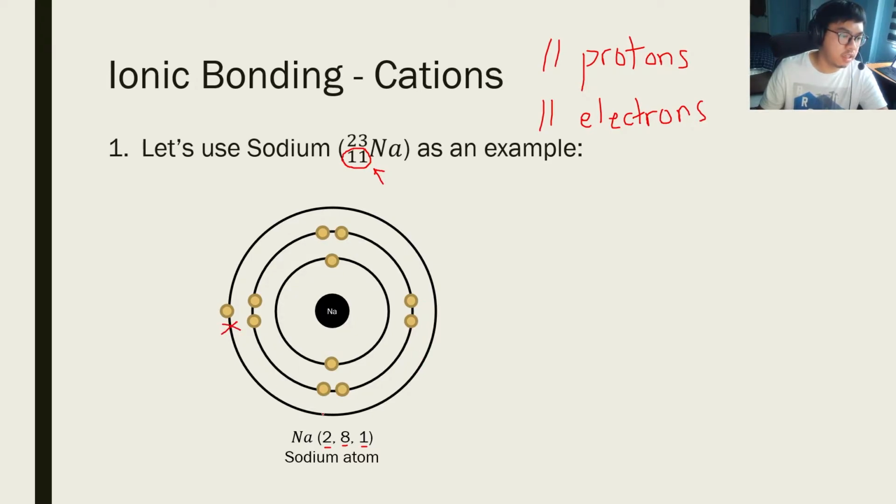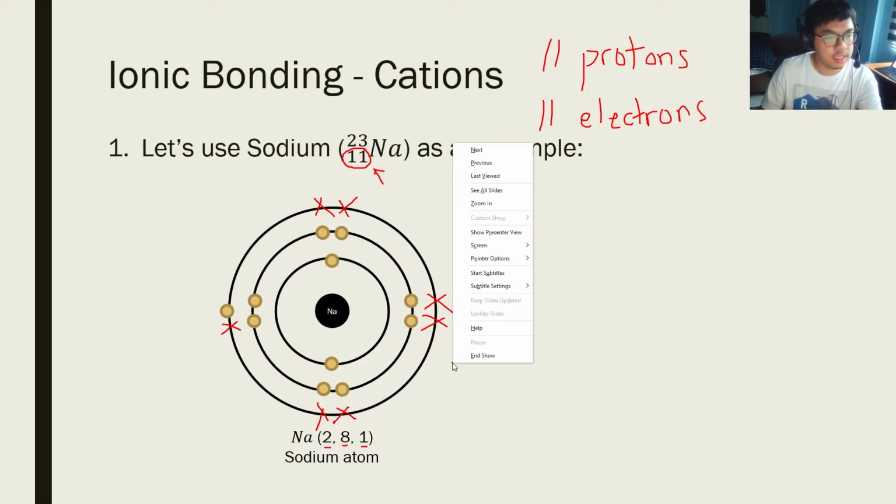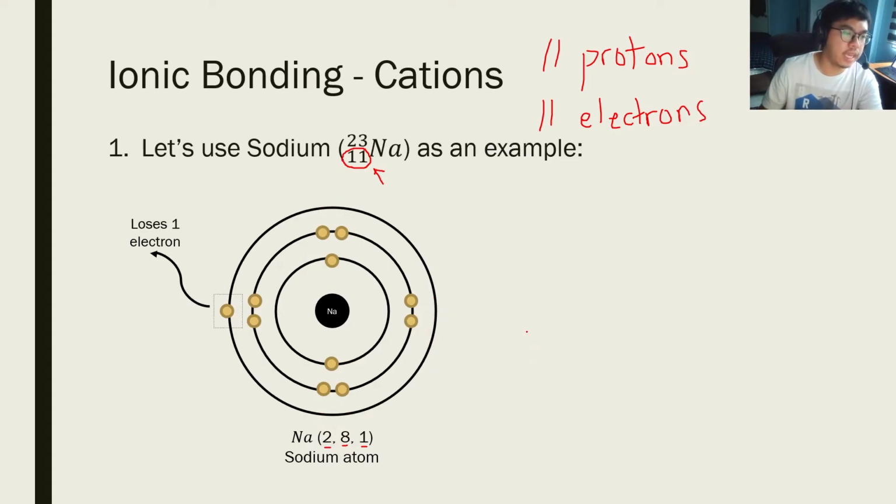In the third shell, you have 7 more spaces for electrons to go in. So how does the sodium atom change itself to have completely filled electron shells? What it does is it loses 1 electron. And then what happens is it becomes like this.